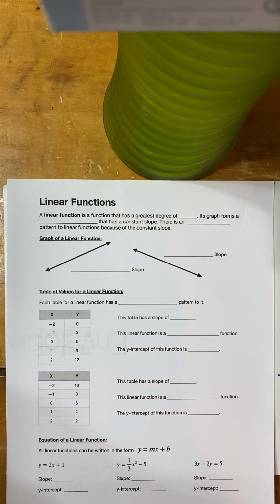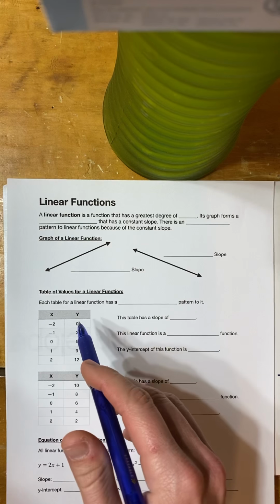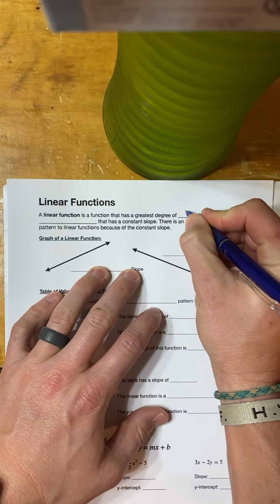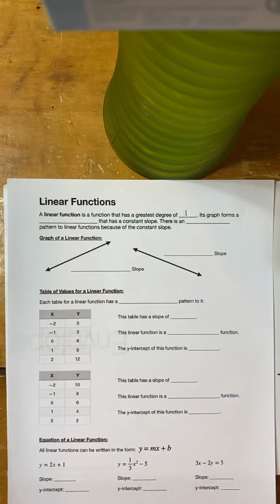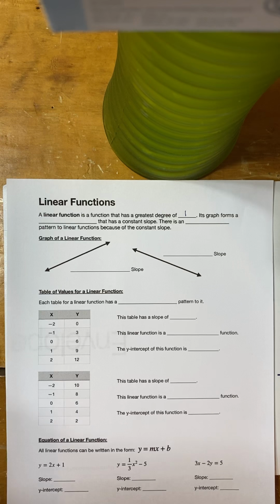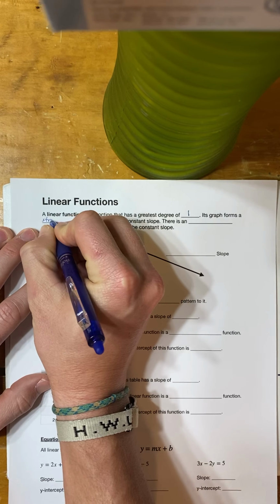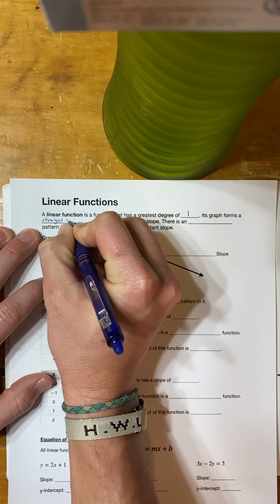Either one is fine. So first off, just reviewing linear functions, we're going to start with what a linear function actually is. A linear function is a function that has a greatest degree of 1, all right, which means that the highest exponent in the problem is a 1. All right, so you're going to see like y equals 1x plus 2 or y equals 3x plus 1. That x has an exponent of 1. All right, its graph forms a straight line. All right, so that's going to be what goes in our blank here.